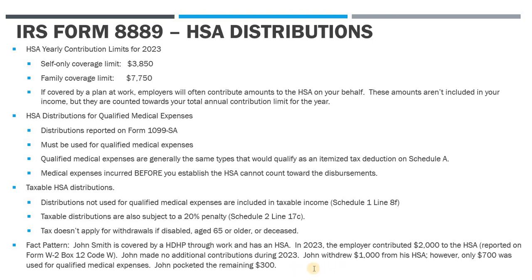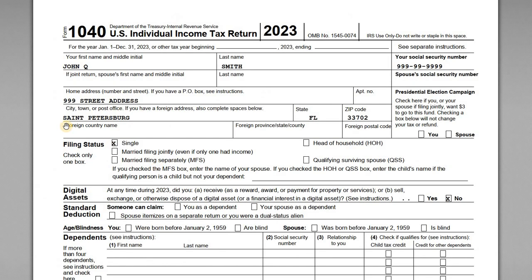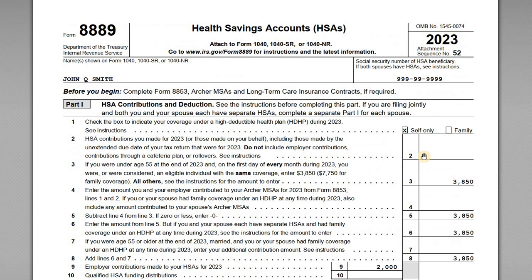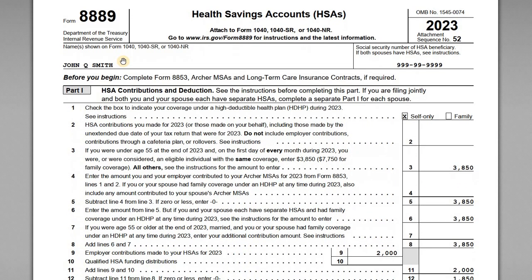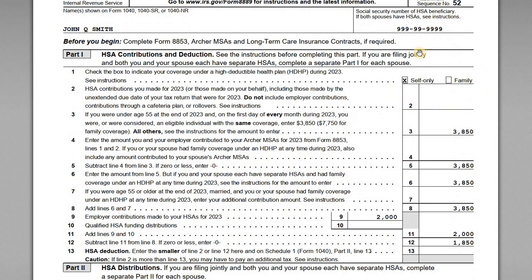Now, as far as the withdrawals, John took out $1,000 from his HSA. However, only $700 was used for qualified medical expense. The other $300 was just pocketed by John. He didn't use it for qualified medical costs. So how does all this get reported? Well, if we start with the 8889, we've got the name of the taxpayer, taxpayer ID, and then on line 1 we have self-only coverage because this is a health plan that only covers John, so one person.